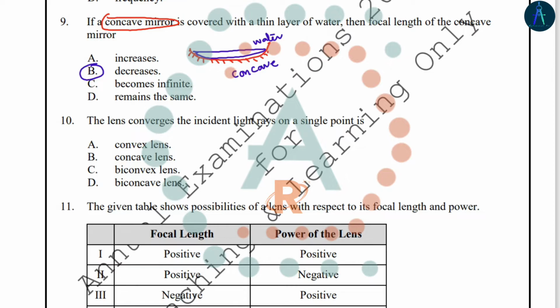The lens converges the incident ray at a single point.